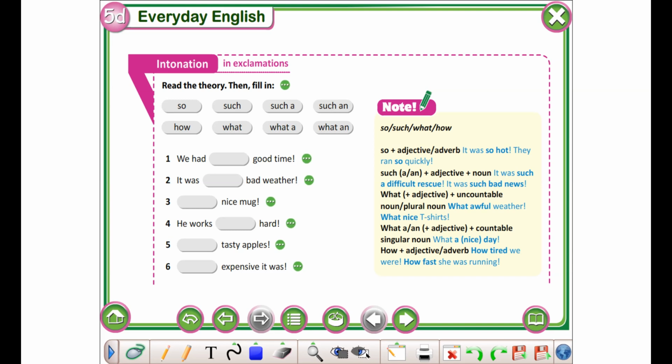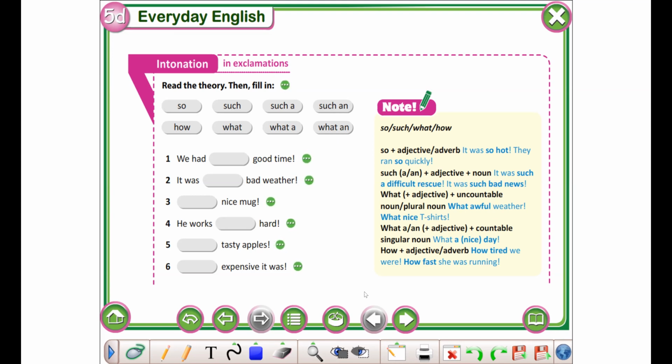Yeah? And next, such plus adjective plus noun. Would you like to continue reading? Mitko, can you continue reading the other examples given on the right part of your page? Such plus an adjective and a noun. What is the example given?